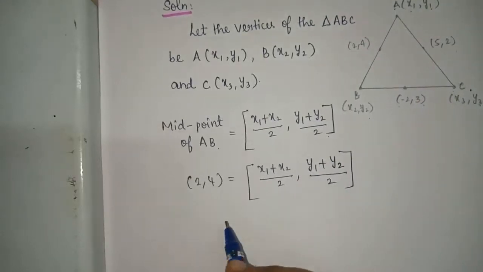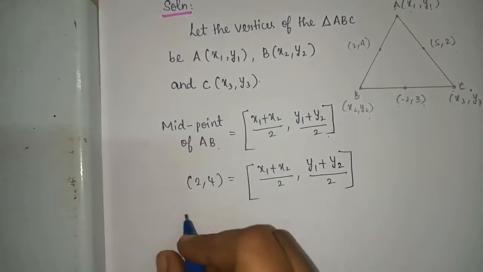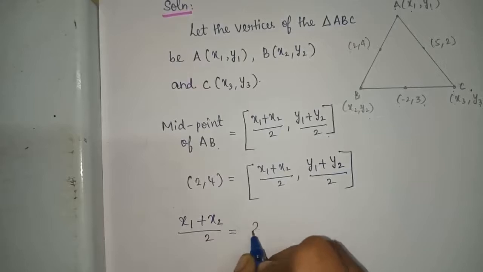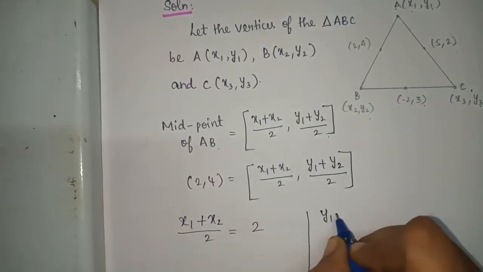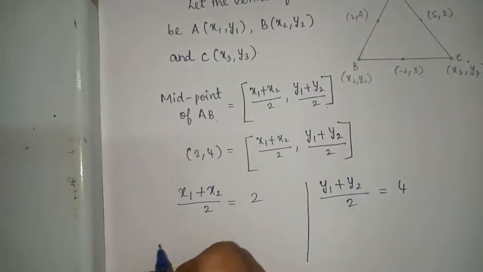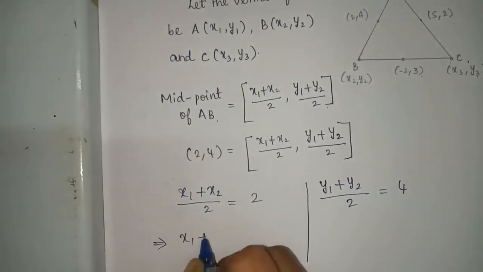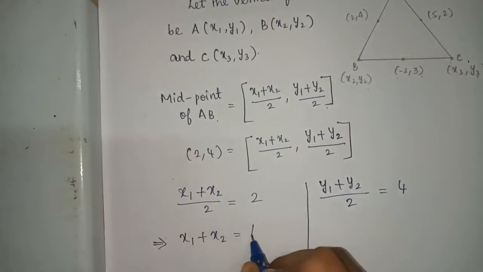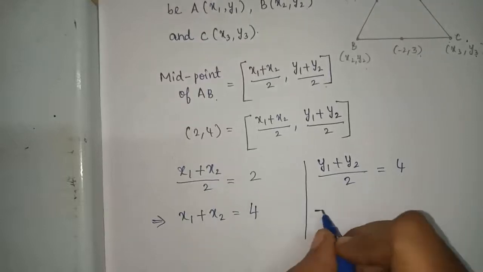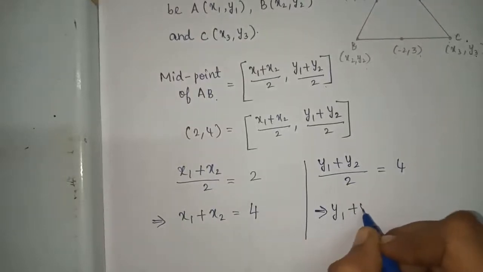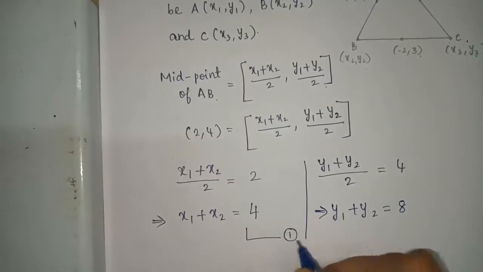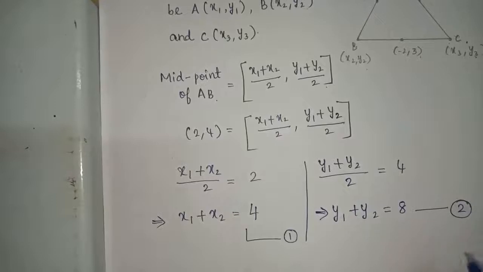The next step is you have to equate the x and y coordinates. So (x1 plus x2)/2 is equal to 2 and (y1 plus y2)/2 is equal to 4. Then the next step is cross multiplication. x1 plus x2 is equal to 2 2s are 4. Then here also you have to do the cross multiplication. y1 plus y2 is equal to 4 2s are 8. So this is your equation number 1 and this is equation number 2.